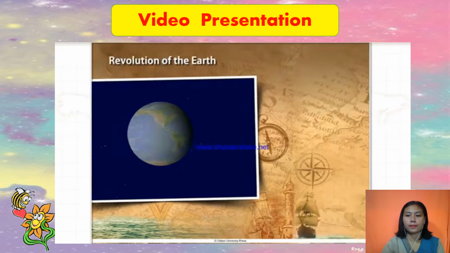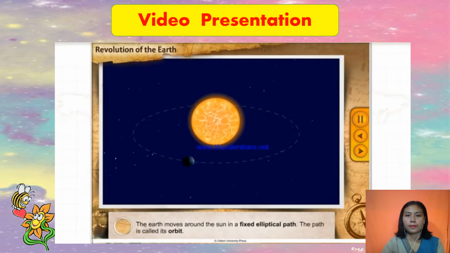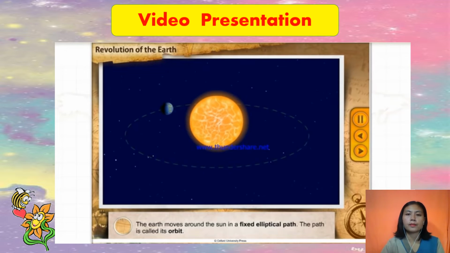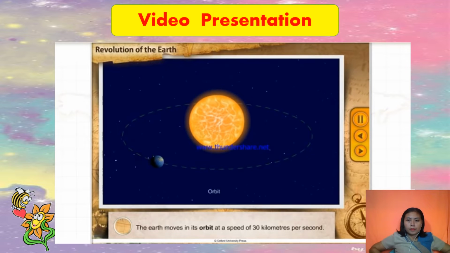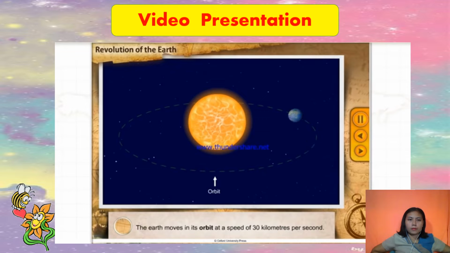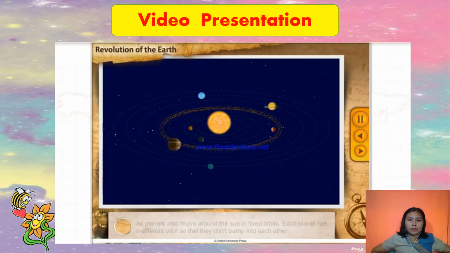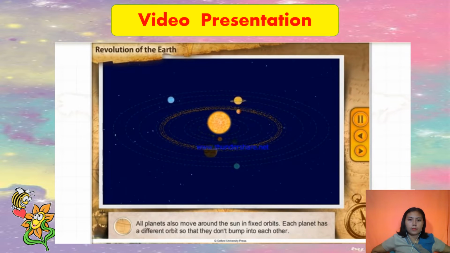Revolution of the Earth. The Earth moves around the Sun in a fixed elliptical path. The path is called its orbit. The Earth moves in its orbit at a speed of 30 kilometers per second. All planets also move around the Sun in fixed orbits. Each planet has a different orbit so that they don't bump into each other.